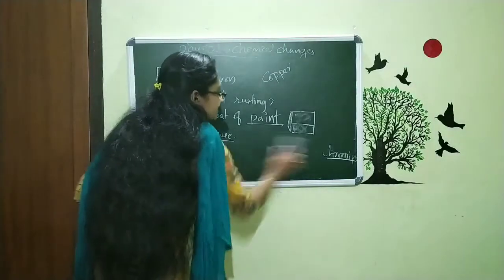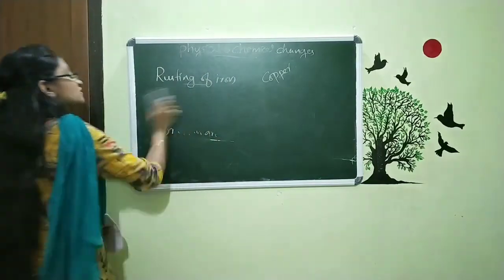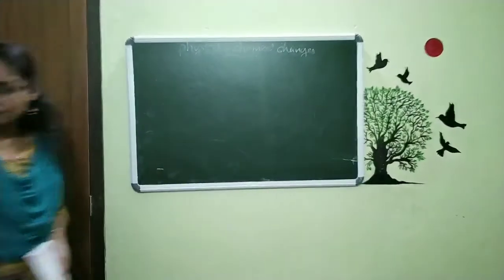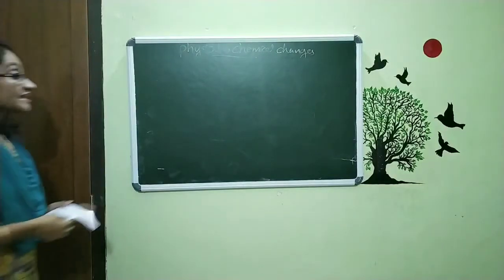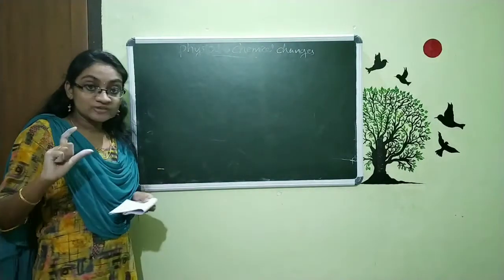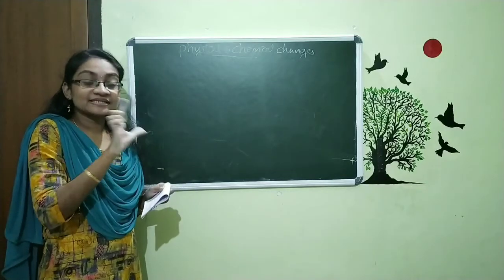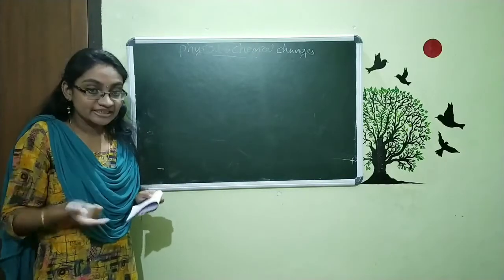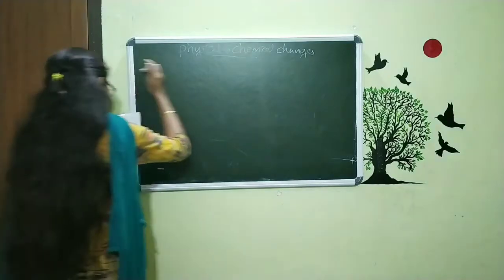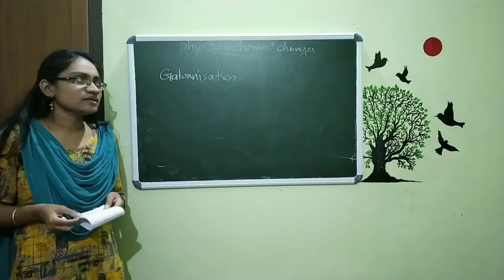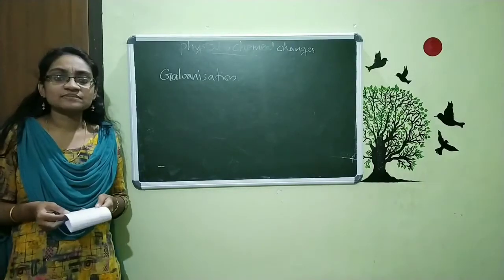Now, my question is this. We said that zinc is deposited on the surface of iron. Does that process have any name? Actually, the process of depositing a particular metal, here we are using zinc. When zinc is deposited on the surface of iron, it has a name, and that name of the process is called galvanization.